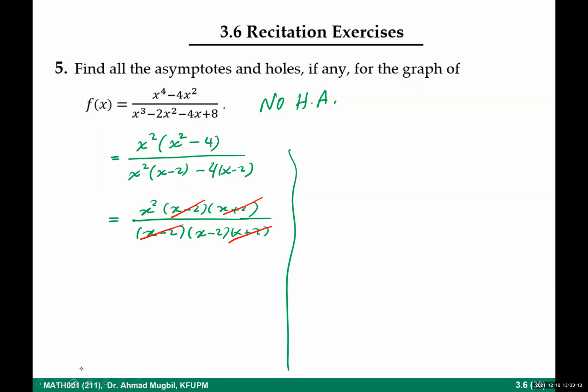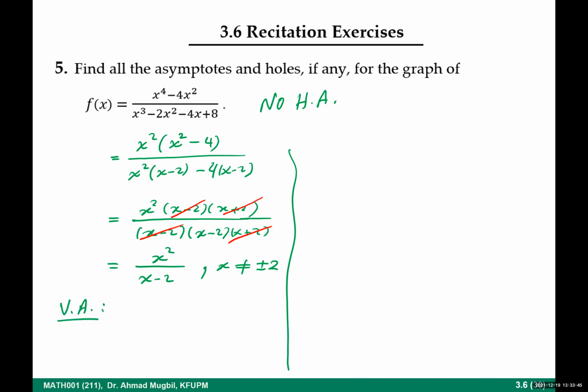Then we obtain x squared over x minus 2, provided that x is not positive or negative 2. Okay. Now, what can we conclude? Our conclusion will not be changed, by the way. No horizontal asymptote. In fact, we can conclude that from the beginning. No need to repeat. So now let's talk about the vertical asymptote.